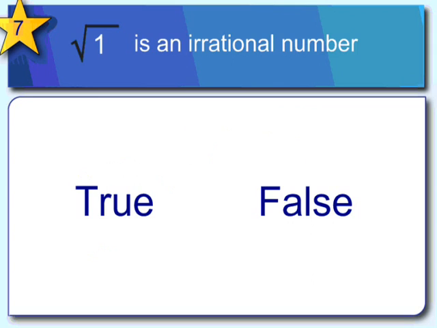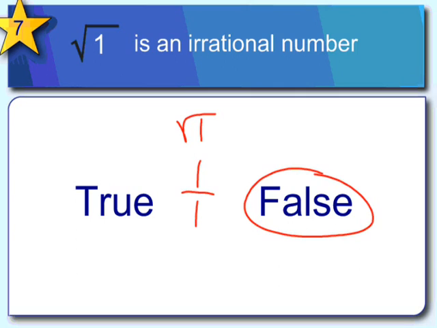And our last question, the square root of 1 is an irrational number. Well, the answer to that is false, because the square root of 1 is 1, and we can write that as a ratio. We could say 1 over 1, so it would be a rational number. So those are the different types of numbers and number sets.